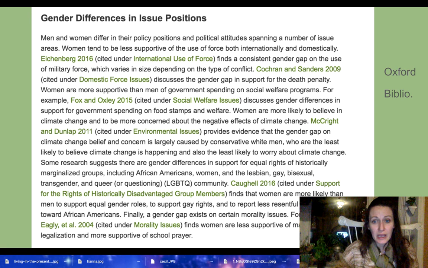There's a gender gap in support for government spending on food stamps and welfare. Women are also more likely to believe in climate change and to be concerned about the negative effects of climate change.